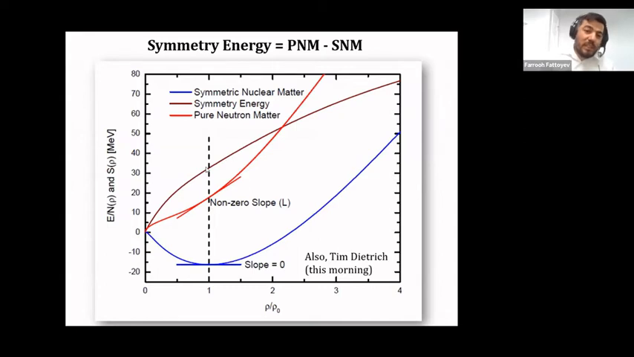So knowing the pressure of the symmetry energy tells me what the pressure of pure neutron matter will be, which is very important for neutron star structure, because it's the pressure of pure neutron matter that determines the size and all other size-sensitive properties of neutron stars.